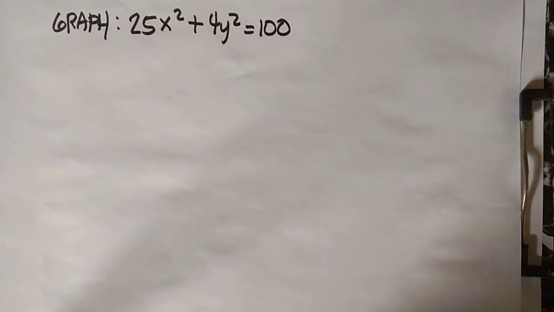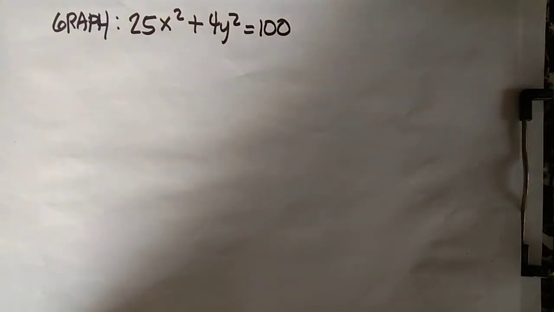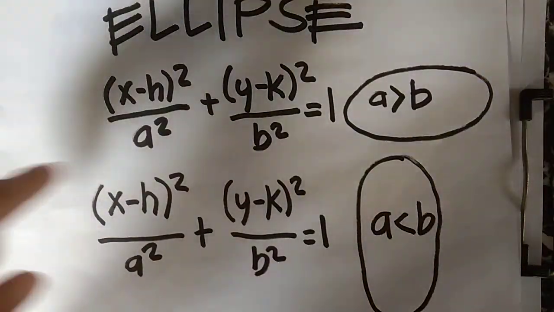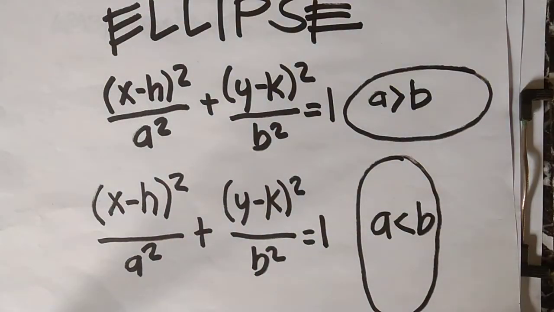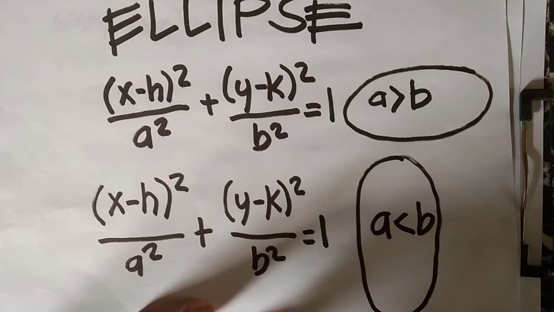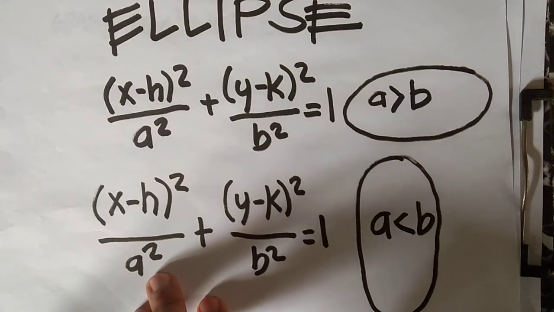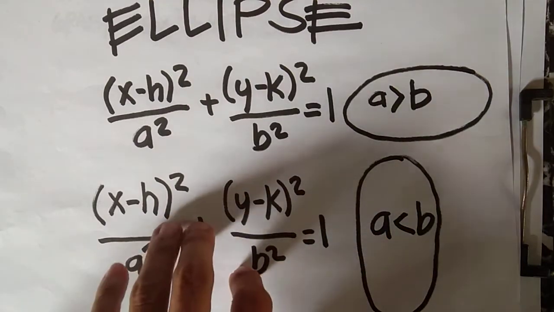So ngayon, mag-graph naman tayo ng another kind of equation for ellipse. So we have 25x squared plus 4y squared is equals to 100. So mapapansin niyo, medyo malayo na siya dun sa ating equations of the general equation for ellipse, which are the quantity of x minus h squared over a squared plus y minus k squared over b squared is equals to 1. And then, for our vertical ellipse, we have x minus h squared over a squared plus y minus k squared over b squared is equals to 1 for our vertical ellipse.